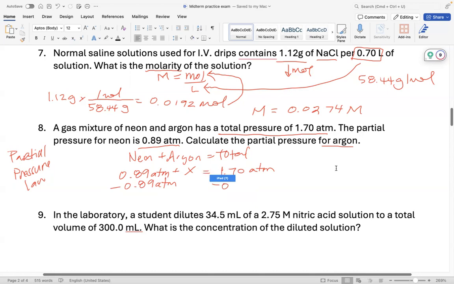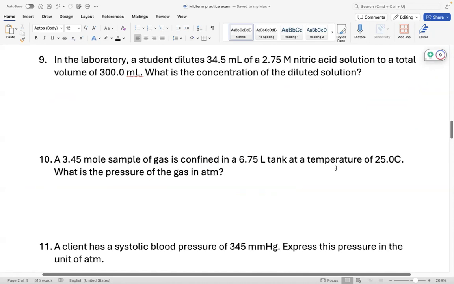put an equal sign here, subtract this from both sides. So 1.7 minus 0.89, and we get, where did I put this? Oh, 0.81, yep. All right, any questions? All right.